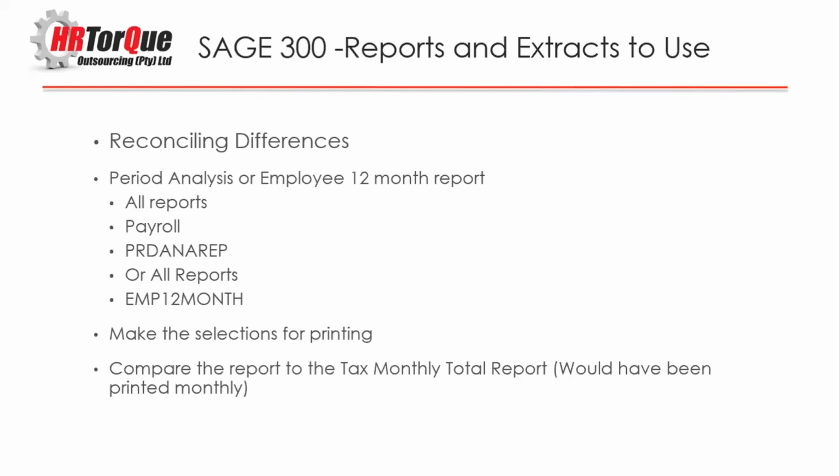Alternatively, you can run the 12-month report for the individual or for any group of individuals, and we would do that very similarly. We would go to all reports, to payroll, and then to the EMP 12 months, and that will give you the 12-month report. We can then compare that report to the tax total monthly report, which we would have printed. Ideally, you would want to be printing your tax total monthly report on a monthly basis, extracting it monthly so that you have that information at hand. But obviously, you can do it again at the end of your cycle anyway.